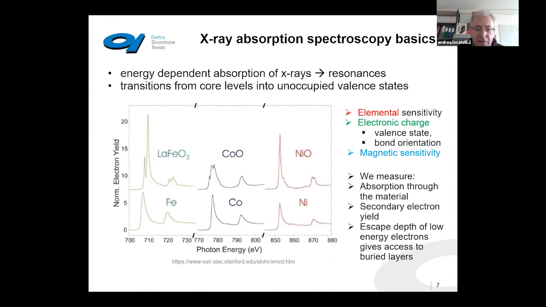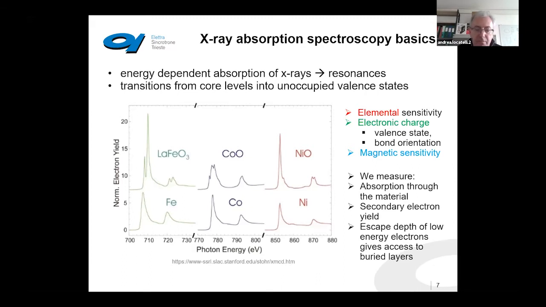You can see here some different materials, starting from iron, cobalt, nickel, and then some oxides or compounds. And you see that the spectral shape of these data is terribly sensitive to the elemental composition and chemical state. And actually, the spectroscopy provides you access to the electronic charge in the material, that is the valence state or the bond orientation.